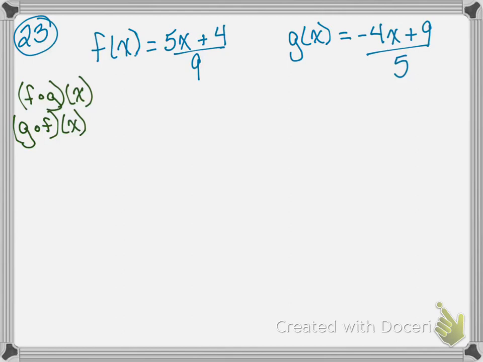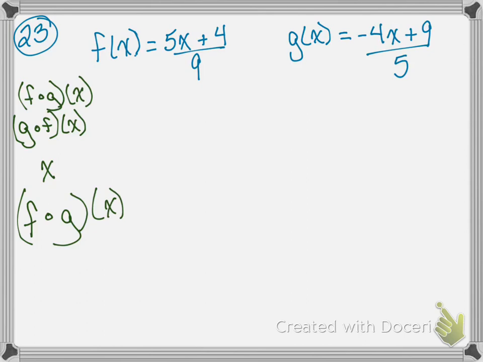If these two functions are inverses of each other, we are left with x. If we're left with anything other than x, that means that these two are not inverses of each other. So it doesn't really matter if we do f composed of g or g composed of f. If they're inverses of each other, when we simplify everything out, we will be left with x. So I'm going to go ahead and do f composed of g of x.